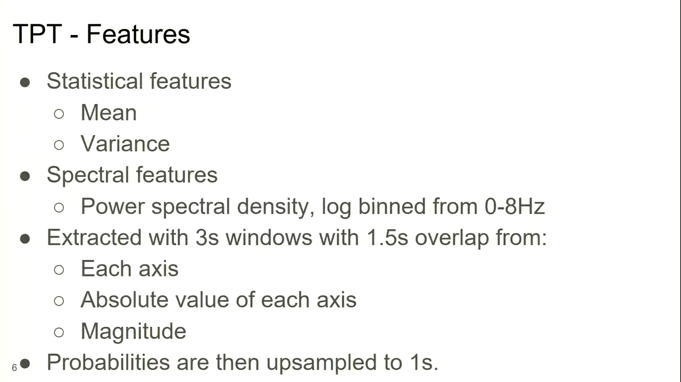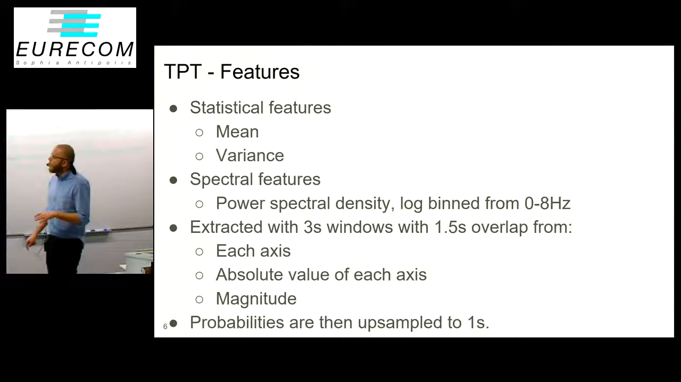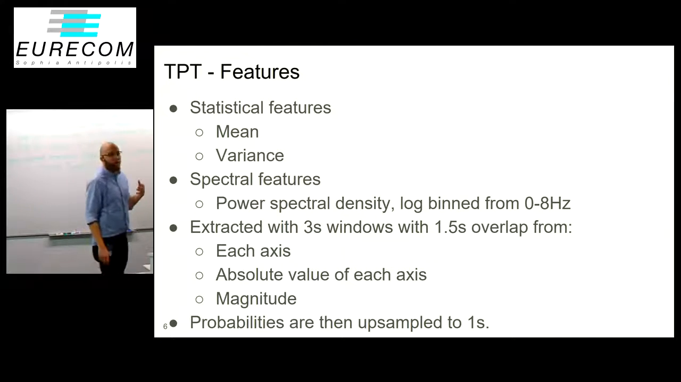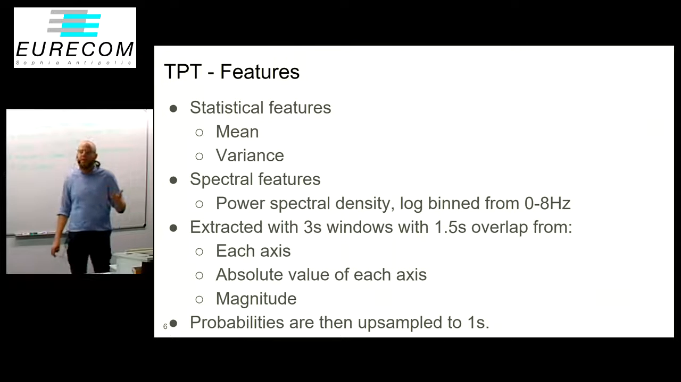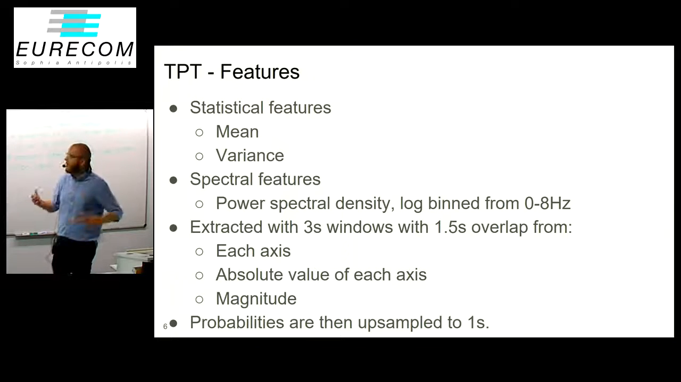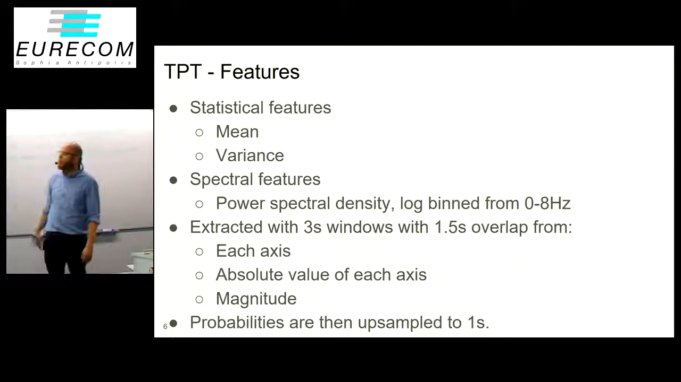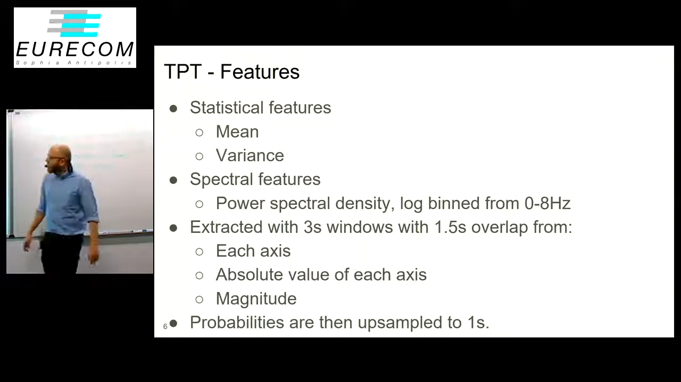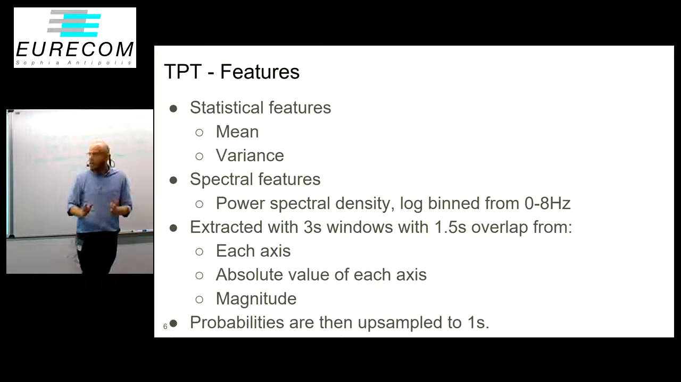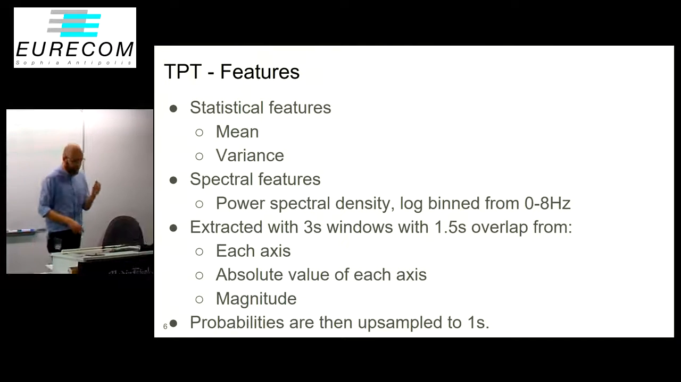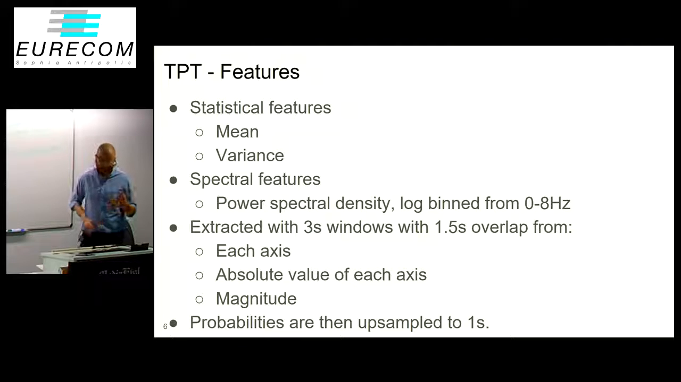I'm not going to go into details of the features that we use, but we actually use pretty basic features that are shown in the literature to be representative of movement and action. So statistical features, mean and variance, spectral features, power spectral density, and we extracted all of these in 3-second windows with 1.5 seconds overlap from each axis of the acceleration, absolute values, and the magnitude.